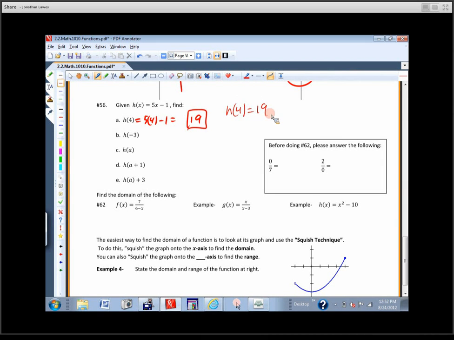So here's what I like about function notation. One, it's used all the time, so we've got to get familiar with it. And two is this. Remember we said h of x is the same as y? Well, this right here is the x value, and this right here is the y value. So that's the point that you're going to graph. If it said graph it, we'd graph the point (4, 19).